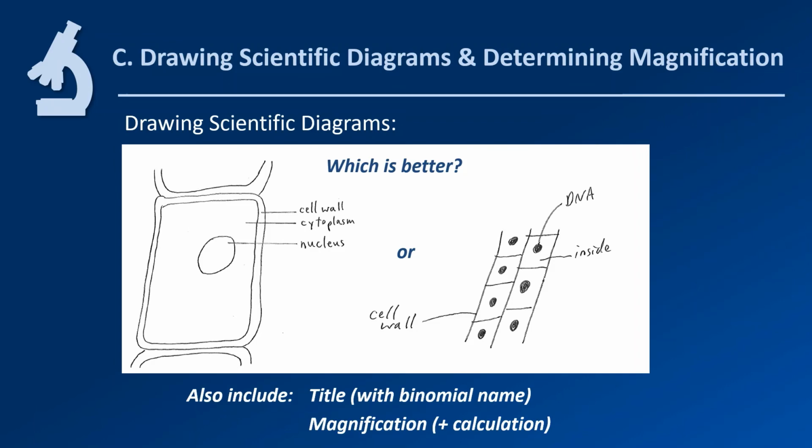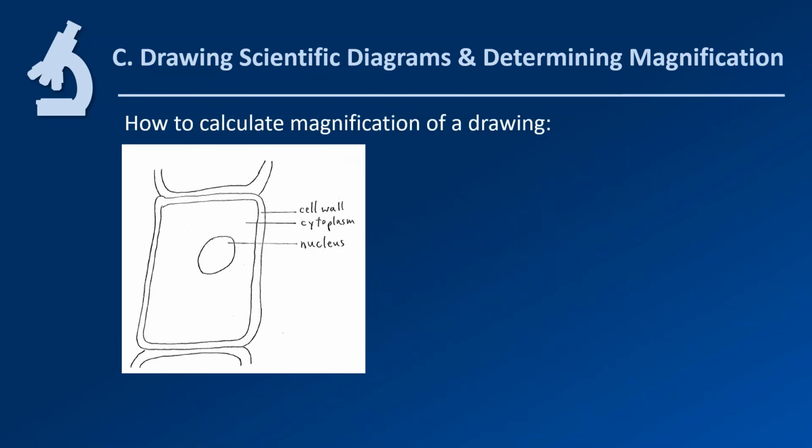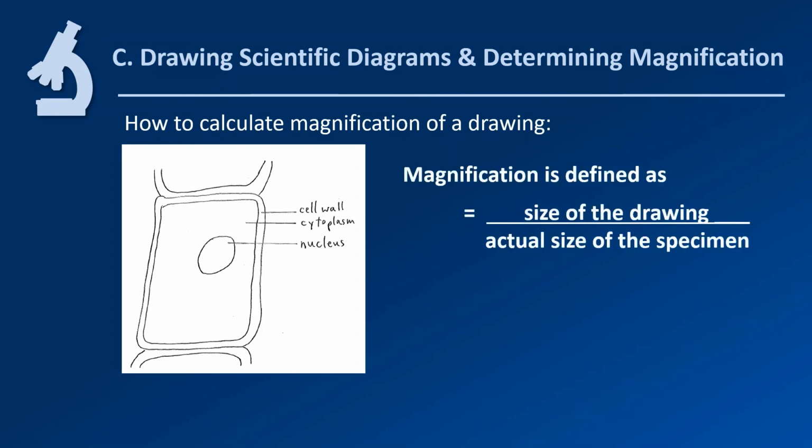I haven't shown you how to do that yet, and I'm going to show you right now how to calculate the magnification of a drawing. So let's do that. Let's show you how to calculate the magnification of this drawing in particular. There is the formula for calculating magnification of a drawing. So the size of the drawing divided by the actual size of a specimen.